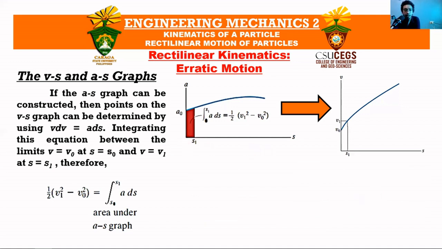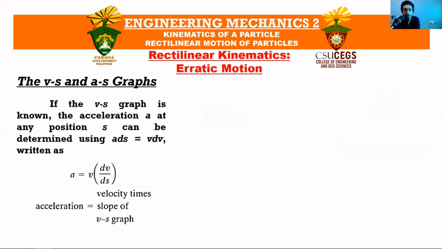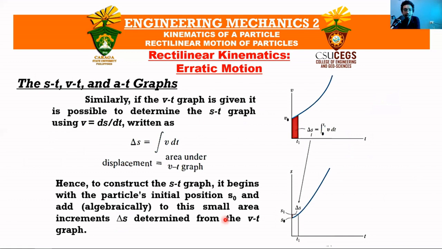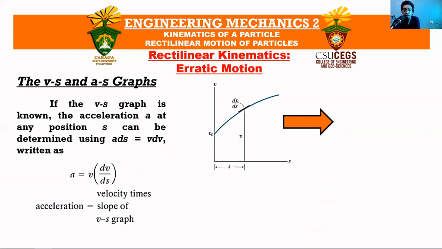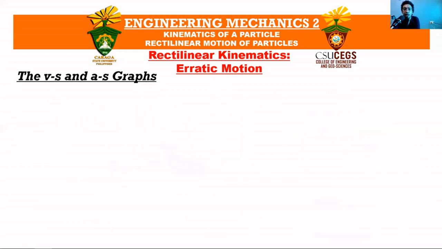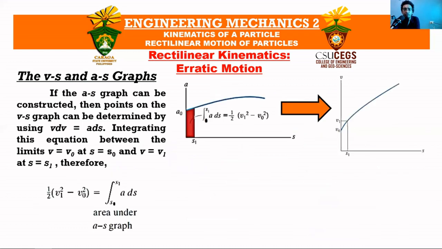Also take note, on the previous graphs, if I go back to the ST, VT, and AT graphs, the horizontal axis represents the time, and the vertical axis represents the position S, velocity V, and the acceleration A. For the VS and AS graphs, the horizontal axis is the position S, and the vertical axis is the velocity V and the acceleration A. Now let us proceed to solving the example problems.